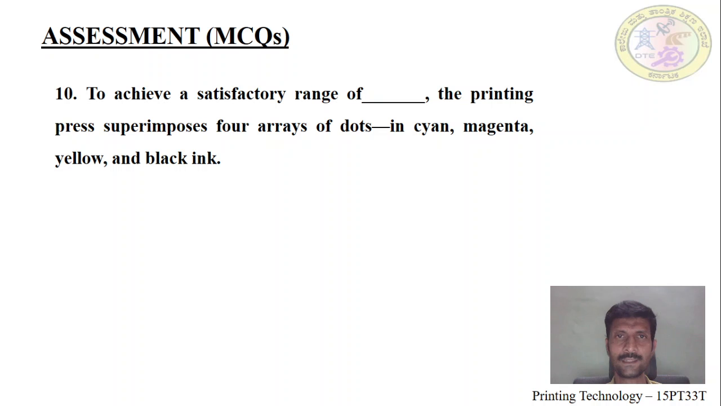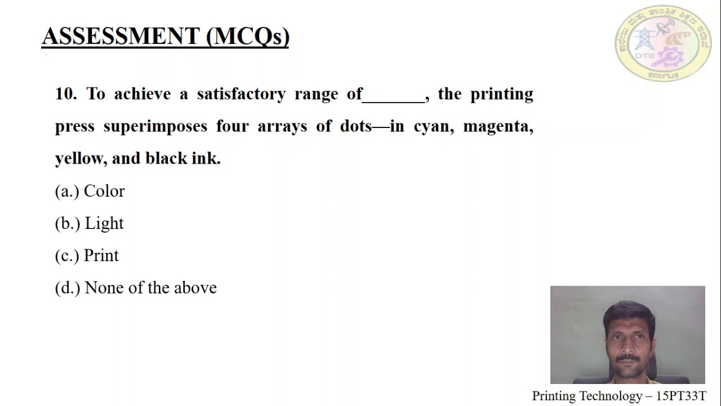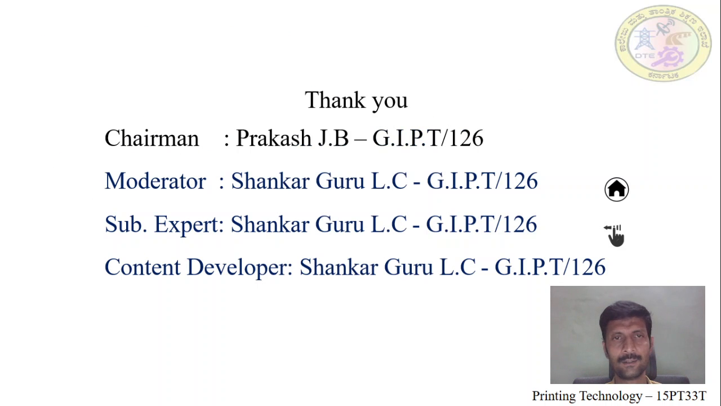To achieve this satisfactory range of dash, the printing press superimposes 4 arrays of dots in cyan, magenta, yellow, black. To get a satisfactory output, what do we have to do? Since 4 colors are there, it is multicolor printing. I have given the clue also. So it is called as, okay, fine. Study well before you answer it. Thank you all. Thank you once again.